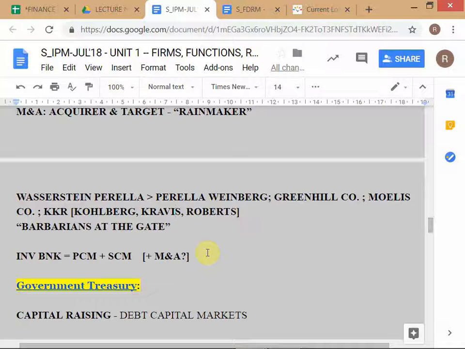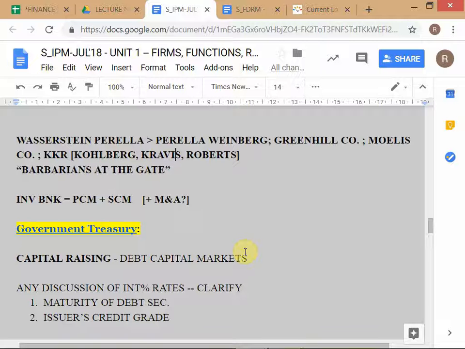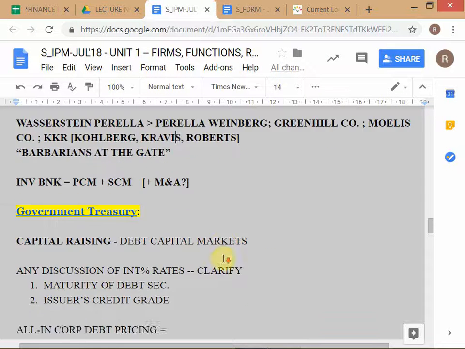So that film that I told you about, Barbarians at the Gate, which you can find on YouTube, was actually the takeover of RJ Nabisco, which was masterminded by KKR at that time. At that time they were called Kohlberg, Kravis, Roberts. So that's one of the stories. These are kind of long-term case studies which you can read to understand how financial markets develop and how innovation happens.